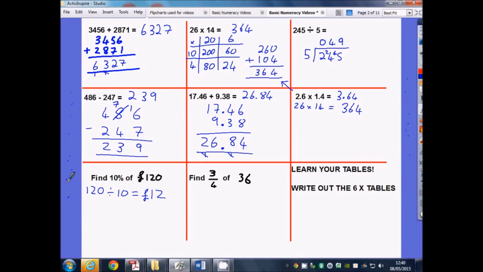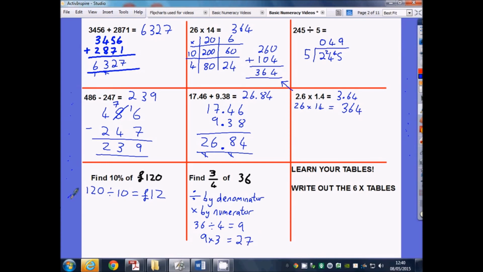A method you need to learn for number 8. Whenever you are trying to find a fraction of an amount, we always divide by the denominator. So the denominator is always the bottom of the fraction, so you divide it by the bottom, and then times by the numerator. So we multiply by the numerator. So 36 divided by 4 gives me an answer of 9. Then we times by the numerator, so times by the top. 9 times 3 is 27.